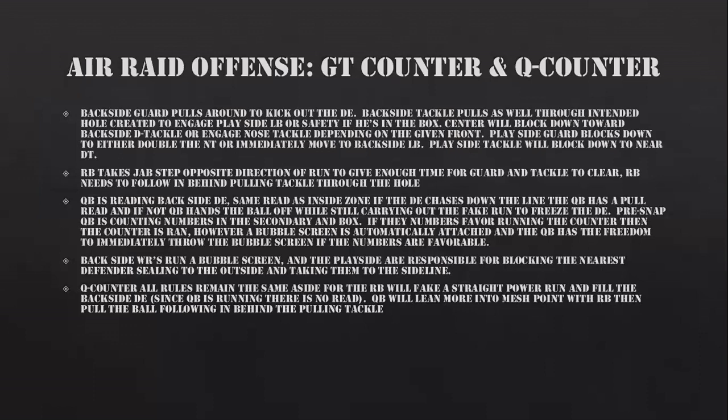Running back takes a jab step opposite direction of the run to give enough time for guard and tackle to clear. Running back needs to follow in behind pulling tackle through the hole. He's got to follow through that hole because if he bounces outside, there's no blocking there for him.